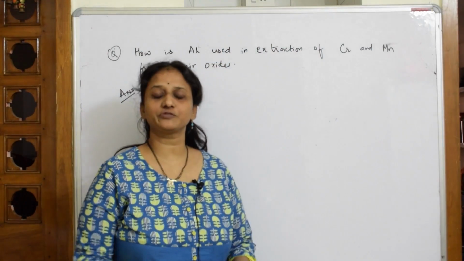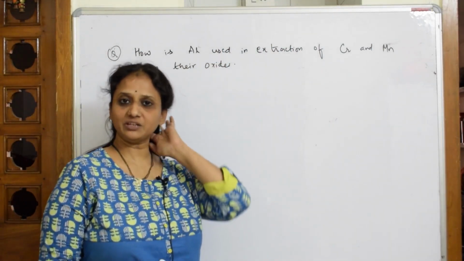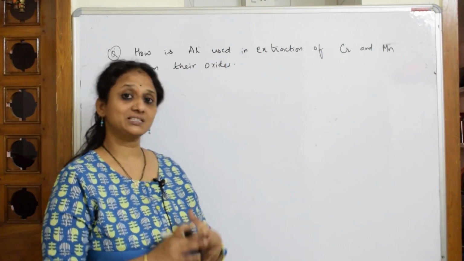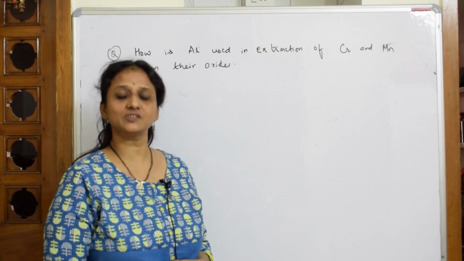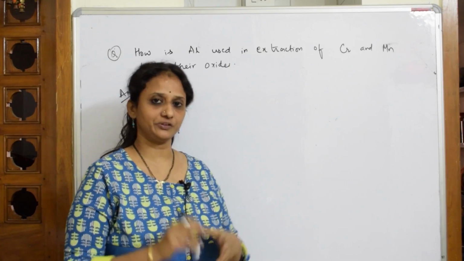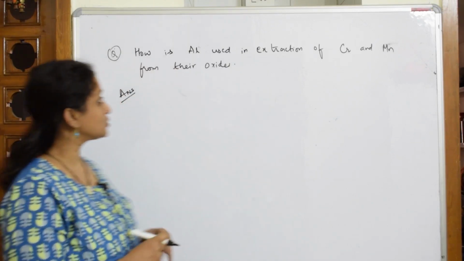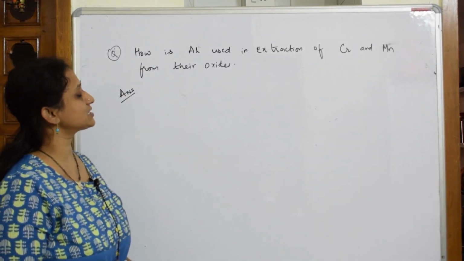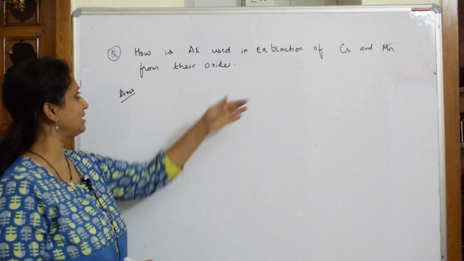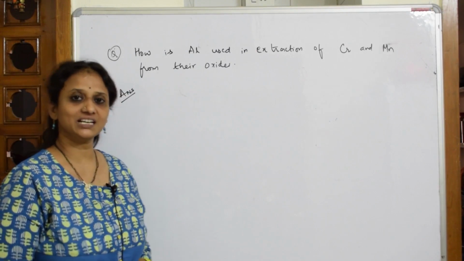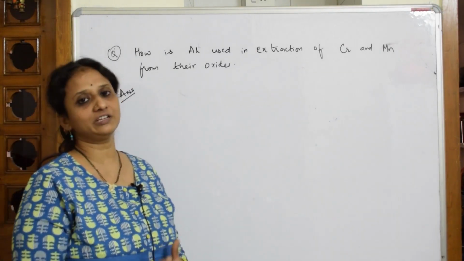Right, so let us finish off this extraction metallurgy of aluminium with this question. What does this question say? I still have an elegant diagram related to this, and when I do that diagram, I'll try to finish that part of aluminium in it. So what does it say? How is aluminium used in extraction of copper, chromium and manganese from their oxides? So basically they are asking us the uses of aluminium here.